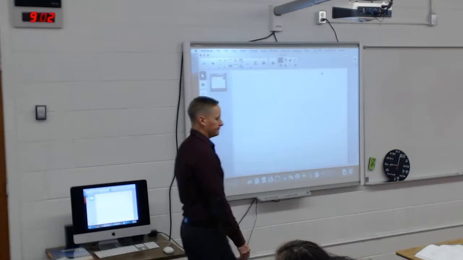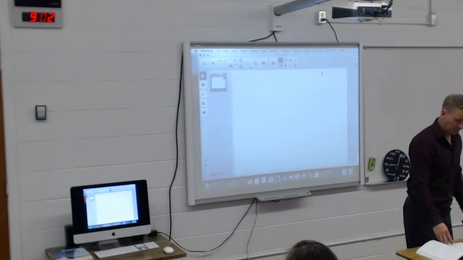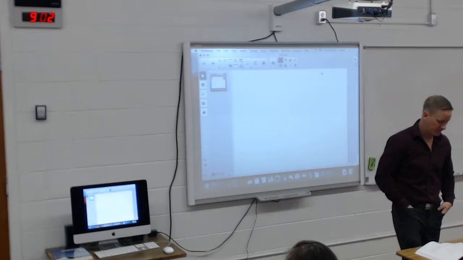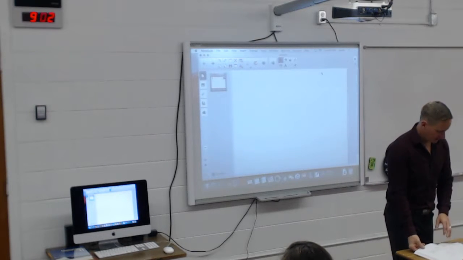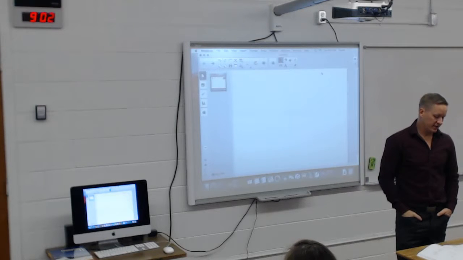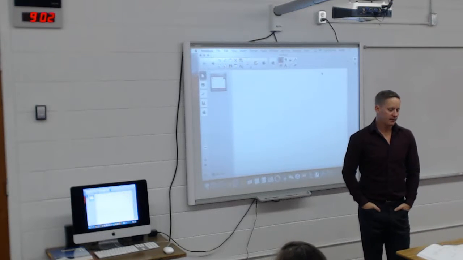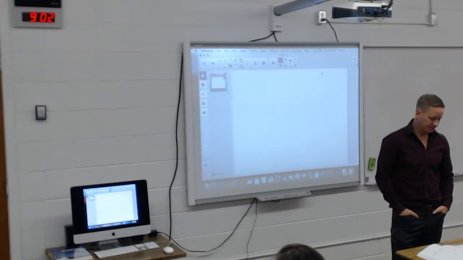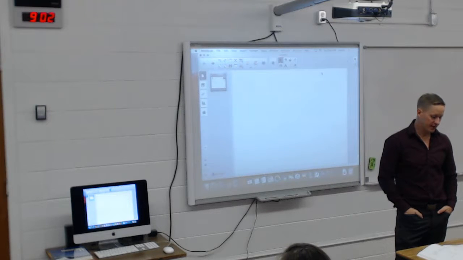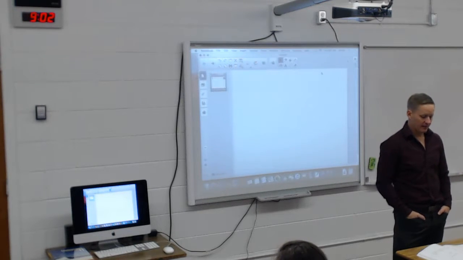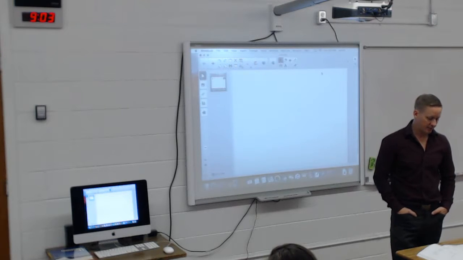Okay, so 7.1, exploring the characteristics of exponential functions. An exponential function has the form f of x equals a b to the x. The graph of an exponential function can have two different shapes as shown. All exponential functions in the form f of x equals a times b to the x, where a is greater than 0 and b is greater than 0, and b is not equal to 1, have the following characteristics.